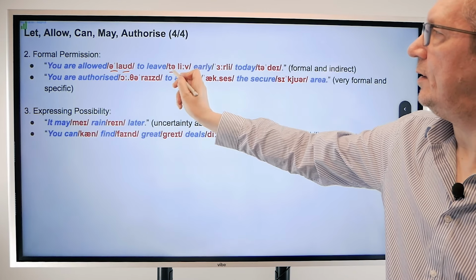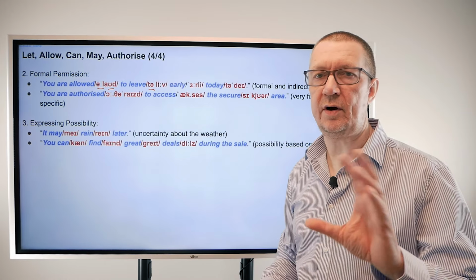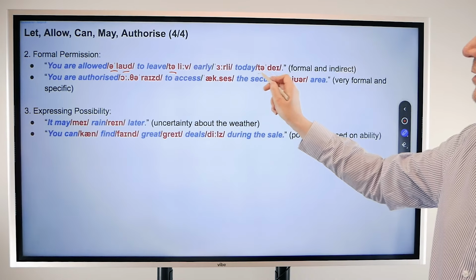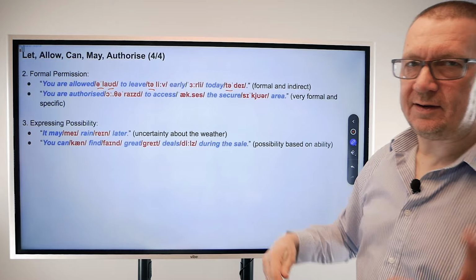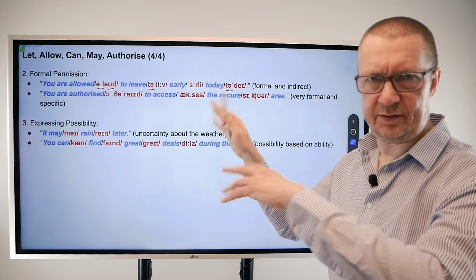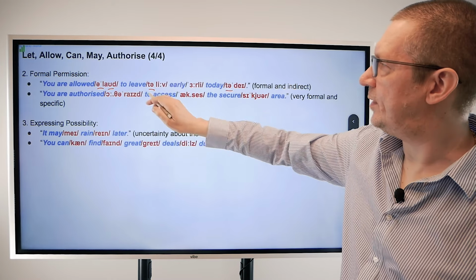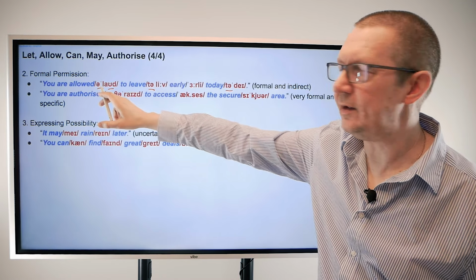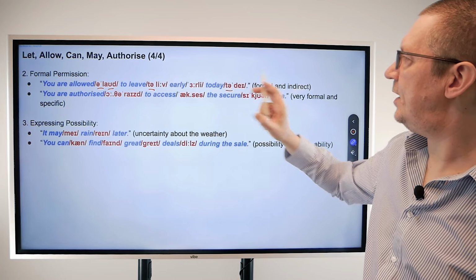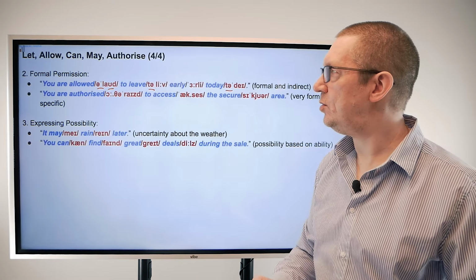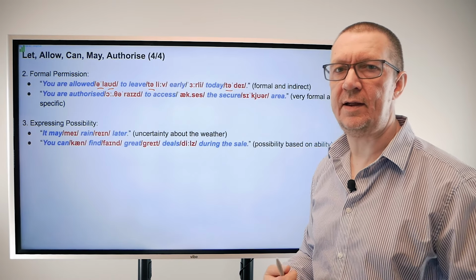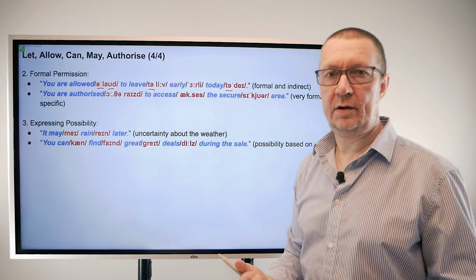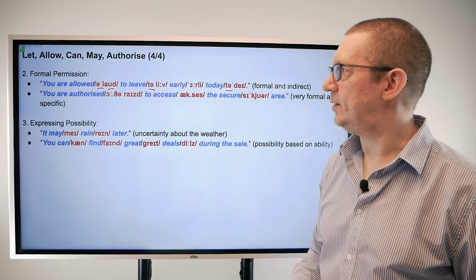Also, "to" is often "tuh": to leave. You are allowed to leave early today. And again, today. You can see this in a perfect example here. We're just going to focus on pronunciation for a second. When you have words like "to," when you have unstressed syllables, exactly like today as well, it's always this schwa. You are allowed to leave today, okay? Early today. So good. Formal, quite indirect as well. You are allowed to leave early today.